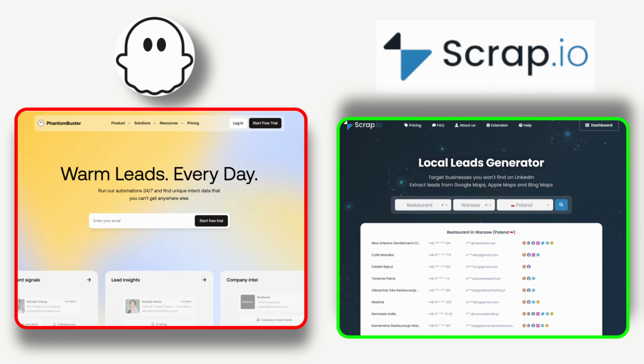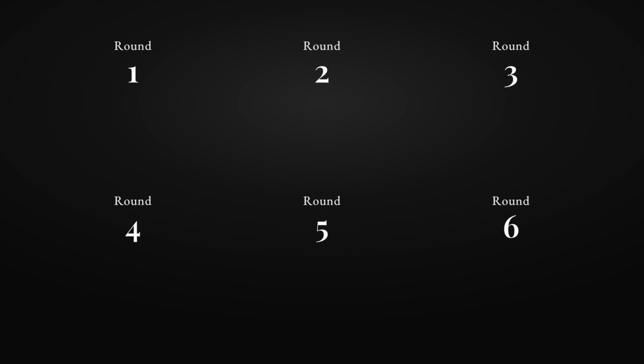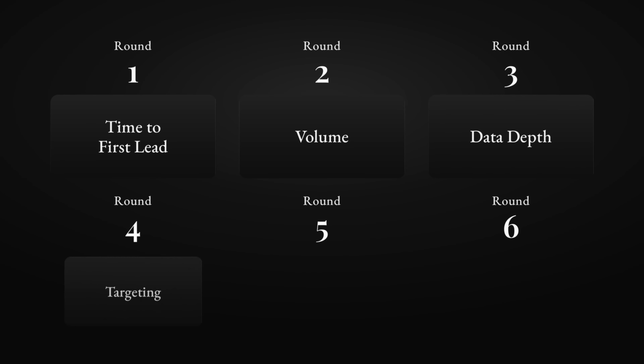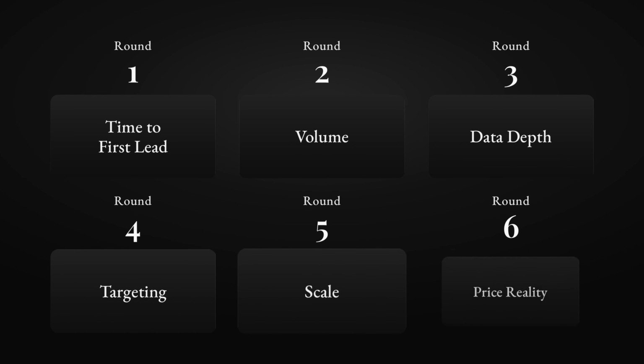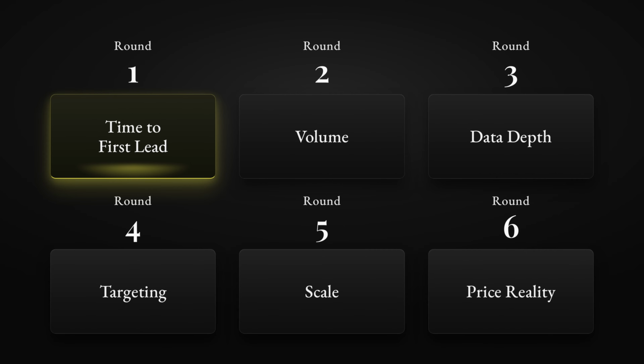As for the protocol itself, we are going to scrape restaurants in Charlotte, North Carolina. We will compare PhantomBuster and Scrap.io based on these 6 rounds. Time to first lead, volume, data depth, targeting, scale, and price reality. Let's start with the first step, meaning time to first lead.